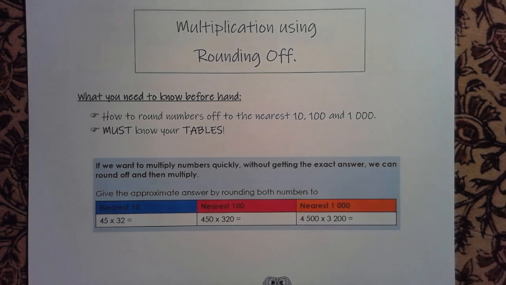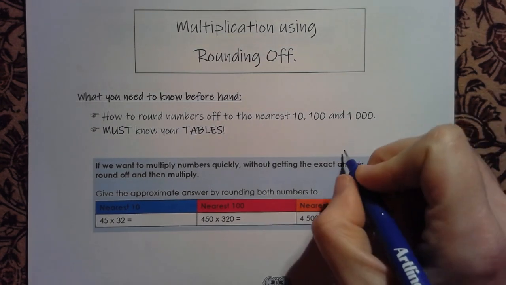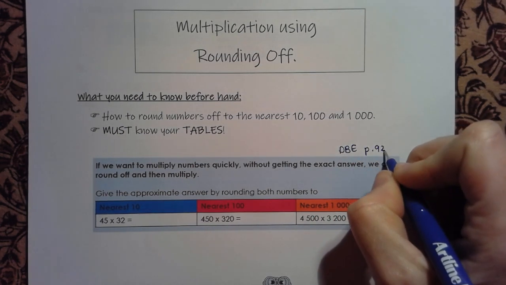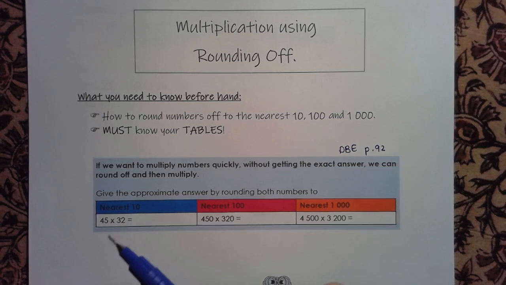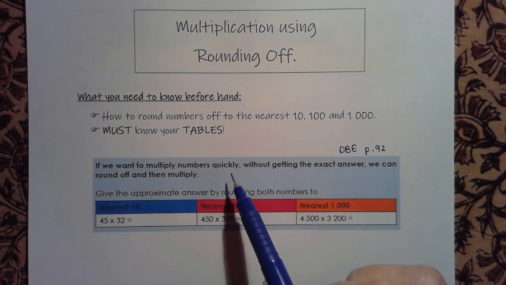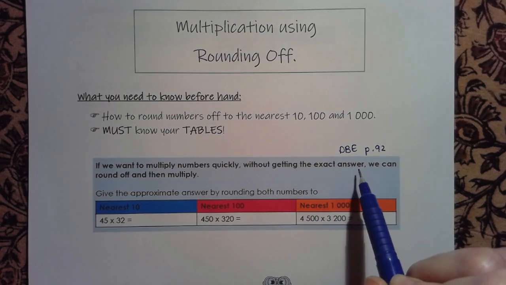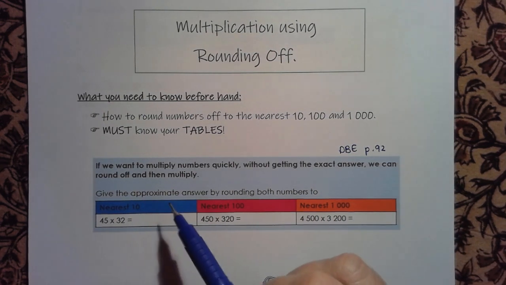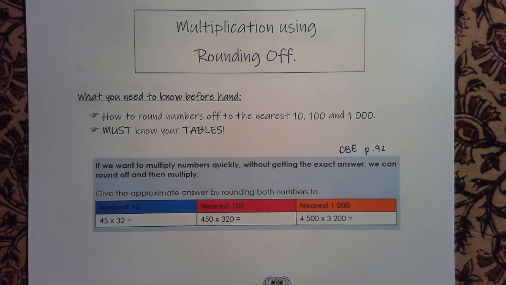Okay, so I'm looking at an extract from the DBE book, and this is on page 92. So if you can open up your DBE book on page 92. Right, so it says here, if we want to multiply numbers quickly without getting the exact answer, we can round off and then multiply. So this has got to do with estimating.